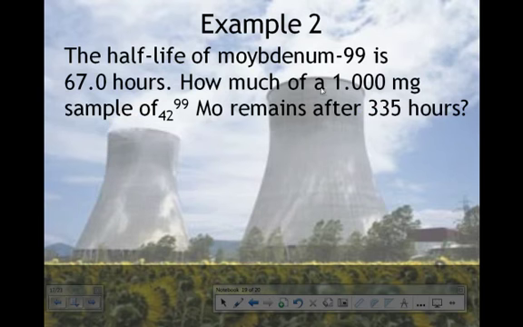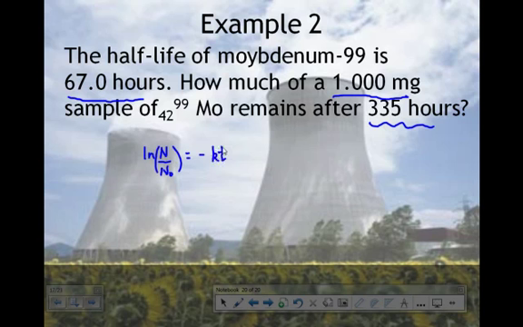The half-life of molybdenum is 67 hours. So now they're giving us the half-life. And the question says, how much of a 1 milligram sample of molybdenum-99 is remaining after 335 hours? So it's more than 1 half-life, way more. We're going to have to go back to this equation where we know that the natural log of what we have over what we started with is equal to minus k times t. That comes from our equation of the straight line.